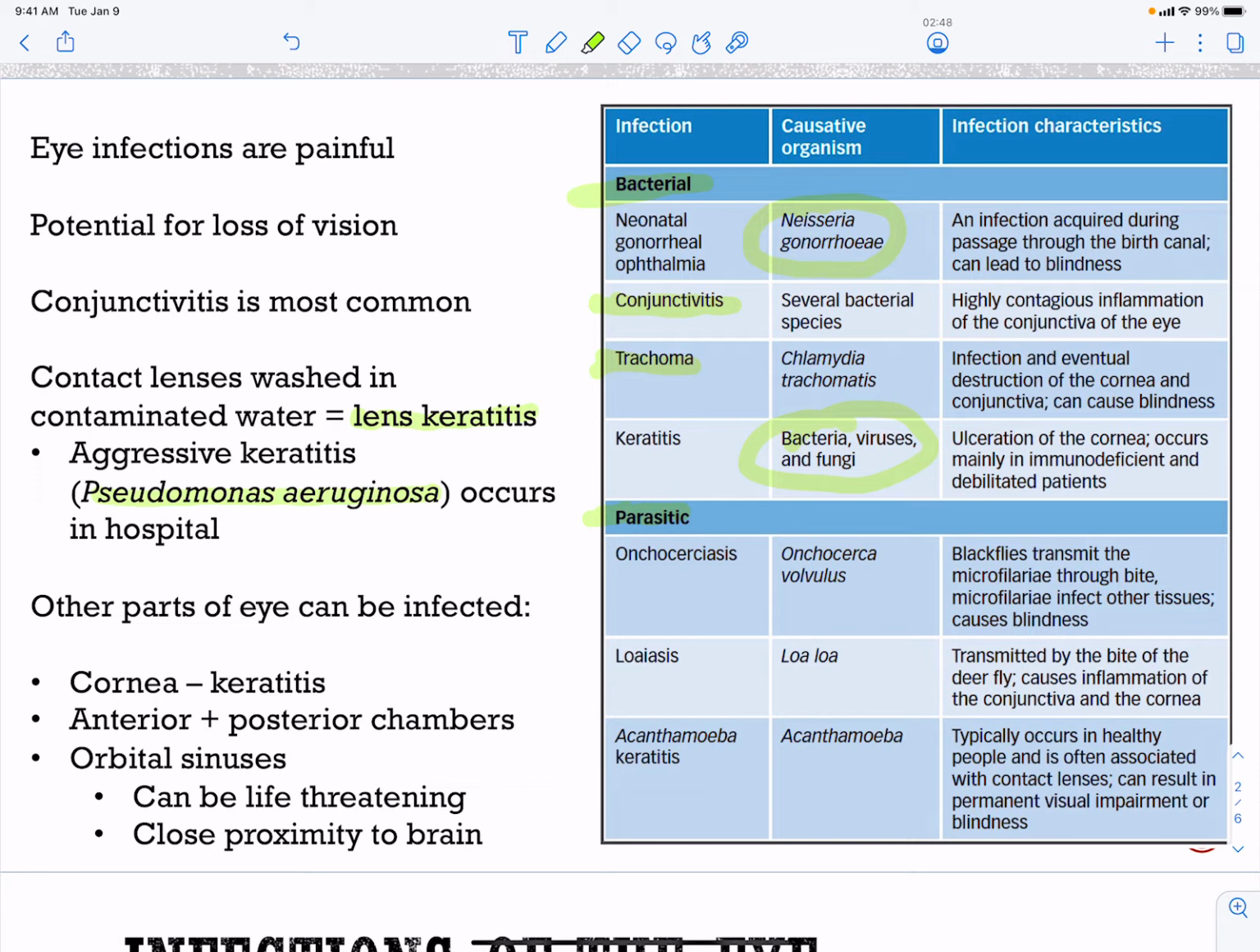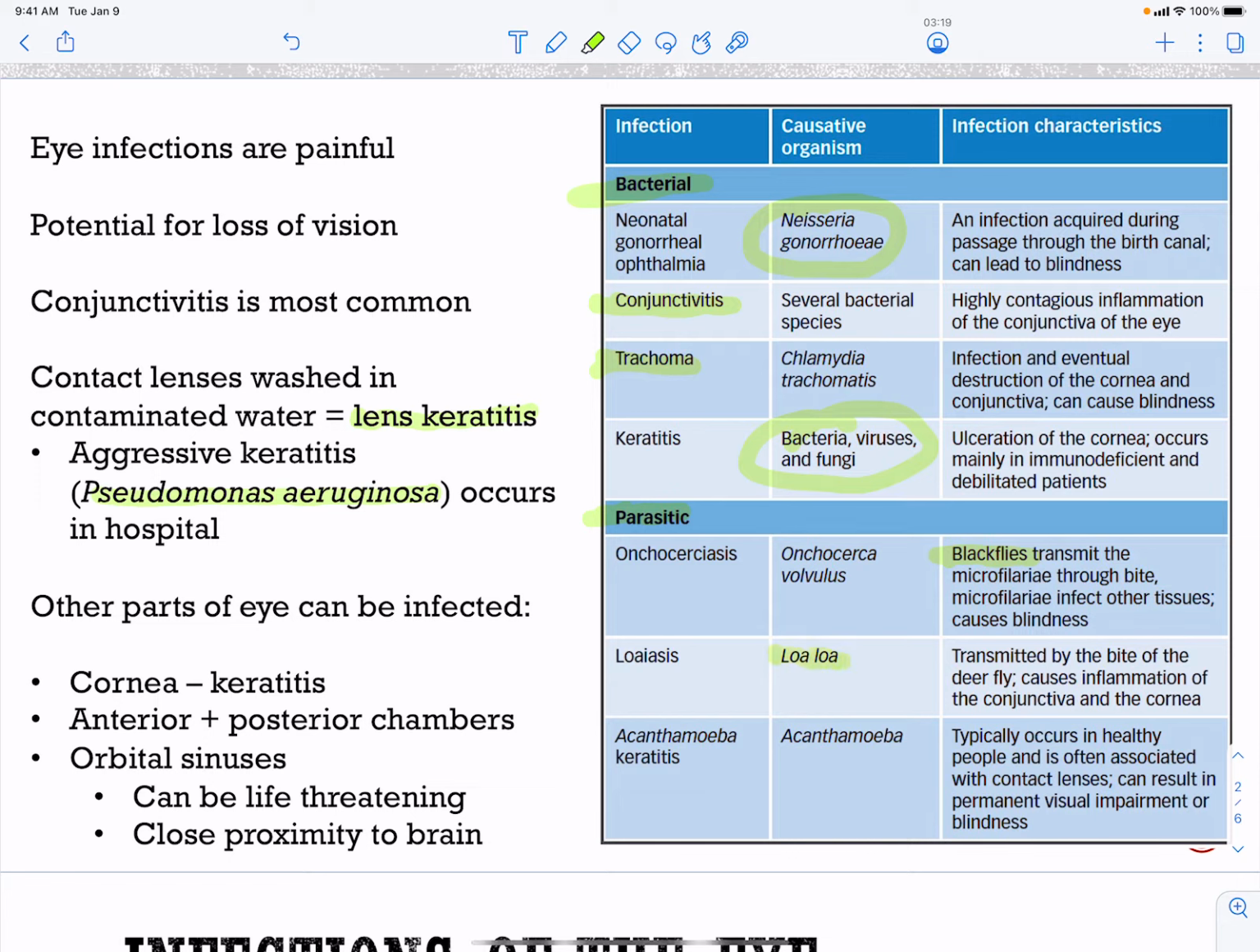Now, the parasitic ones are going to be very rare and also be associated with a certain location. We have Onchocerca volvulus, which is going to be transmitted by black flies. So in areas where the black flies are prevalent, you can get this. This will transmit what's called a microfilaria, and the microfilaria will be able to migrate through the body and finally find its way to your eye.